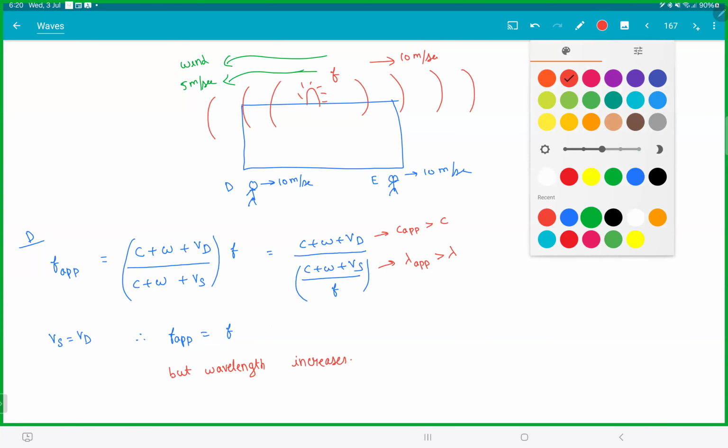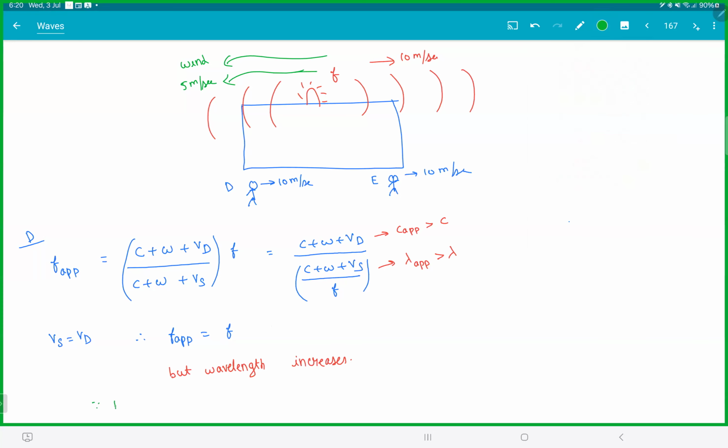So if you write a reason like this, "Since relative motion is zero, frequency remains the same," this is a blunder. This is a wrong statement. Relative velocity has nothing to do with this. But generally people think that lambda will also remain the same.